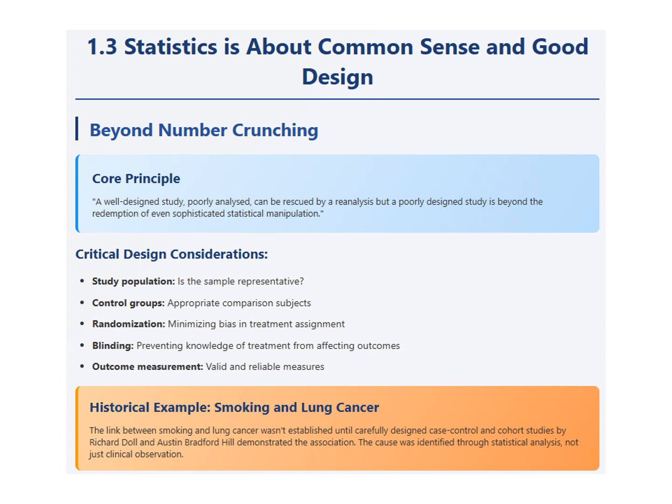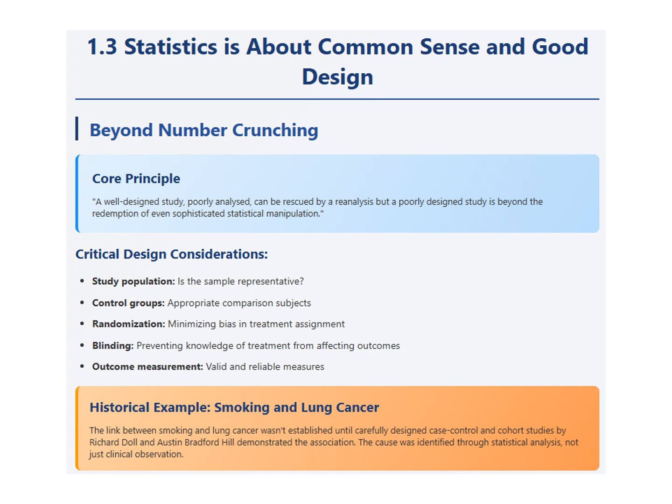This is crucial to understand. Statistics is not magic. No amount of sophisticated statistical analysis can salvage a study that was poorly designed from the beginning. If you study the wrong population or forget to include a control group or fail to account for important confounding variables, no statistical technique can fix those problems after the fact. This is why the chapter is titled Statistics is about Common Sense and Good Design.